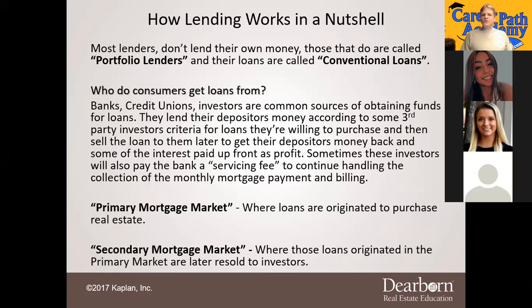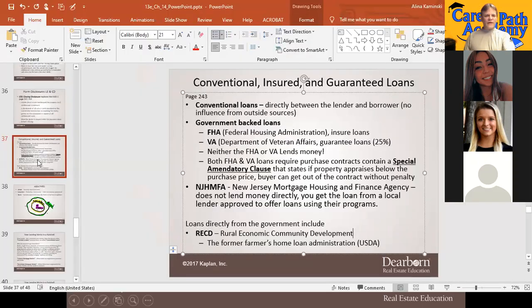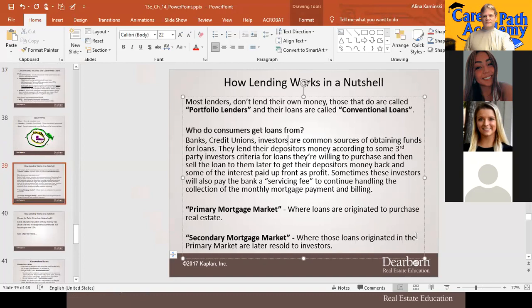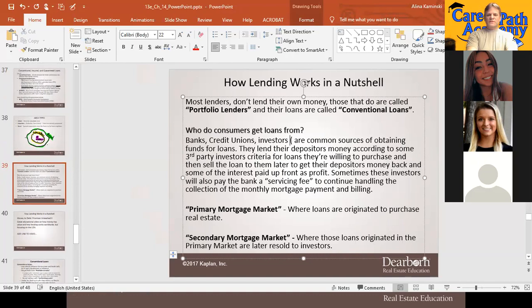So who do you get the loans from? Who do we get loans from in general? Banks, credit unions, investors are common sources of obtaining funds. They lend their depositors' money. I'm going to add a neat little factoid here for you guys. Who are these investors? Sometimes these investors could be from a lot of resources.